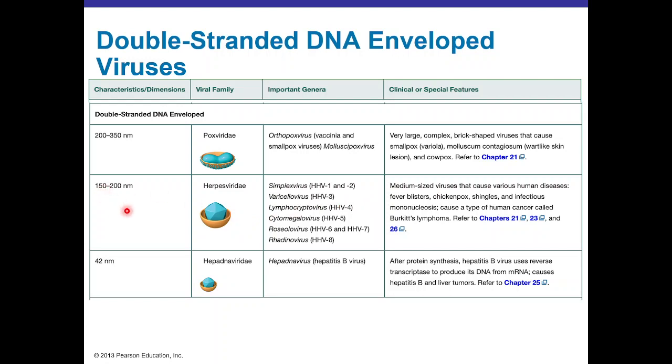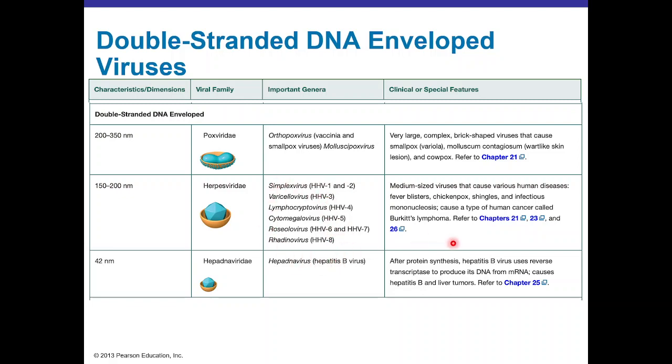Herpesviruses are medium-sized viruses. They measure between 150 to 200 nanometers. They are enveloped viruses, and we have different members. We have human herpesvirus 1 through 8. These are the different names.